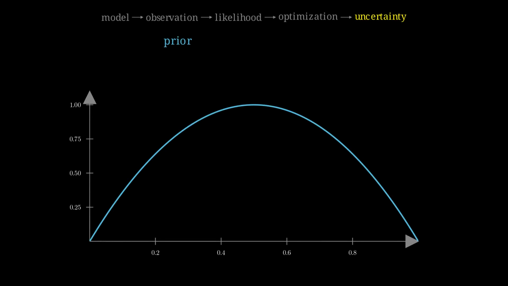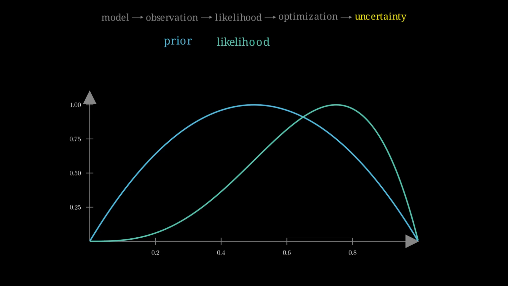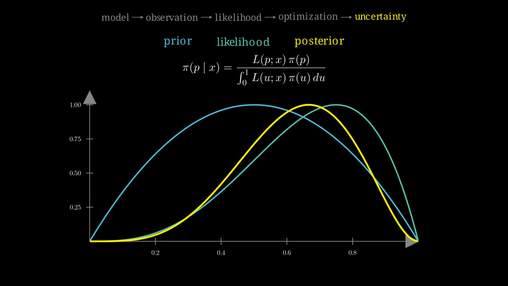A Bayesian adds a prior distribution for the parameter. The blue curve favors moderate coin probabilities. Multiply it by the teal likelihood. Bayes' rule divides that product by its total area. So the normalized yellow posterior appears. The posterior, unlike the likelihood, is a probability distribution over the parameter.